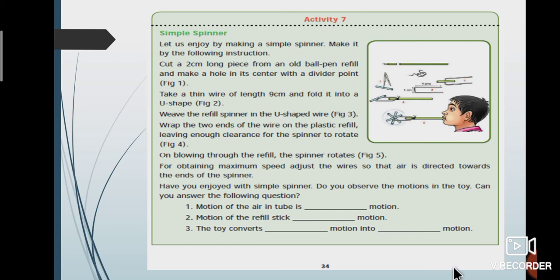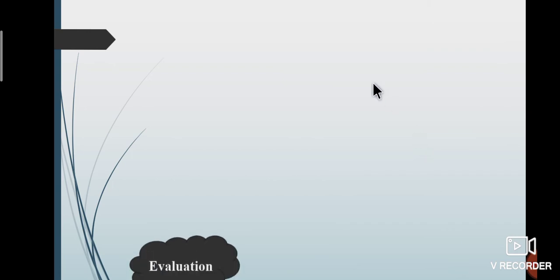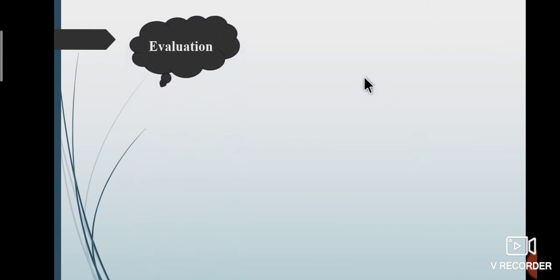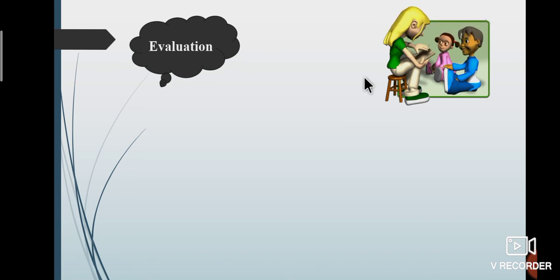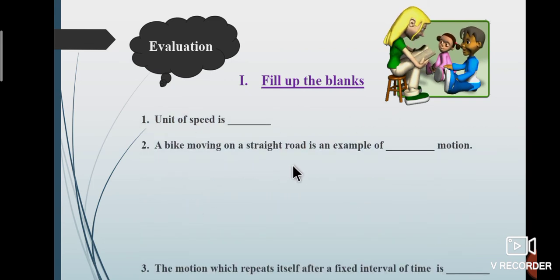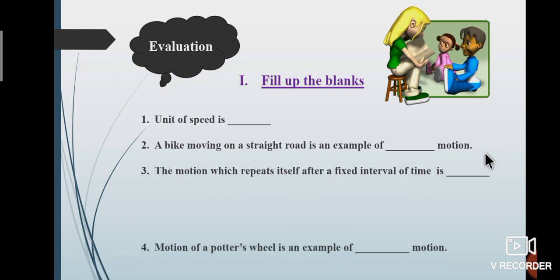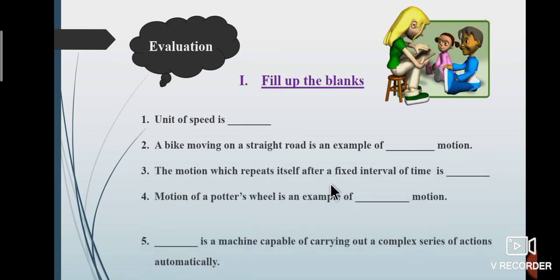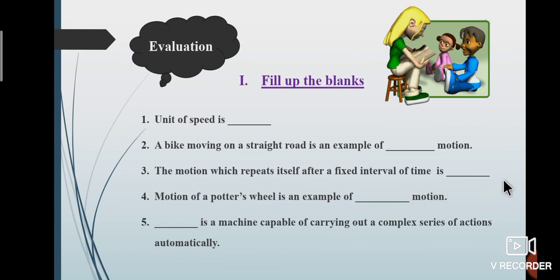Okay students, this is the time for evaluation. Be ready. First Roman letter, fill up the blanks. First question, unit of speed is dash. Second one, a bike moving on a straight road is an example of dash motion. Third one, the motion which repeats itself after a fixed interval of time is dash. Fourth one, motion of a potter's wheel is an example of dash motion. Fifth one, dash is a machine capable of carrying out a complex series of actions automatically.